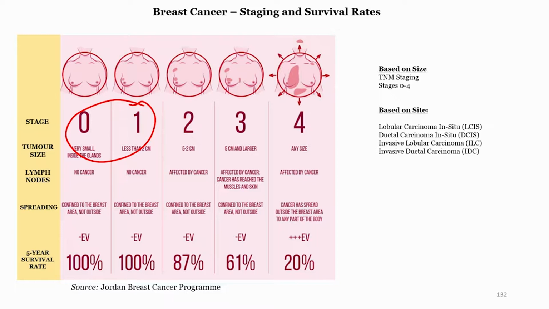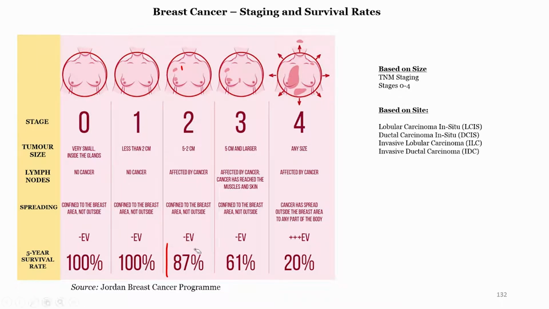All right. However, as you progress further, where it is stage 2 and the tumor size is about 2 to 5 centimeter, now the lymph nodes are affected. You can see here the representative image, the lymph nodes are affected, and further this is confined to the breast, not outside. So, still it can be cured, and you can see that the survival rate is 87%.